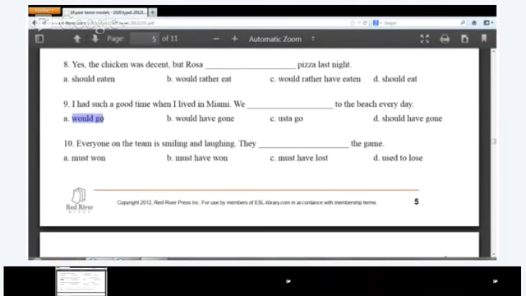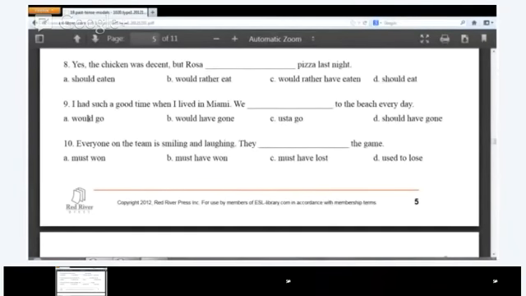Okay, but go, it is base verb, huh? Would plus base verb. Yeah, it's would or used to plus the base verb. So that's a repeated action. All right, try number 10.